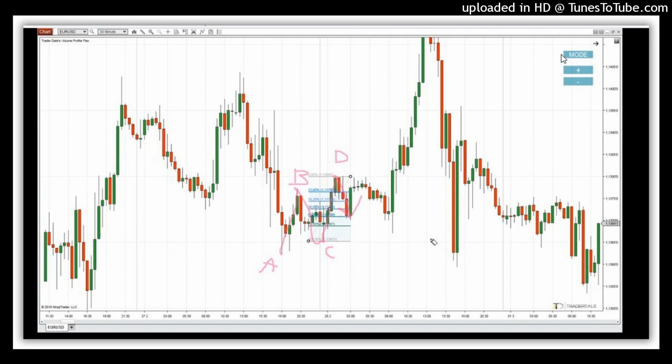Now in here, there's another one. It's a tight one. Those swing points are pretty close to each other. This is A, this is B.